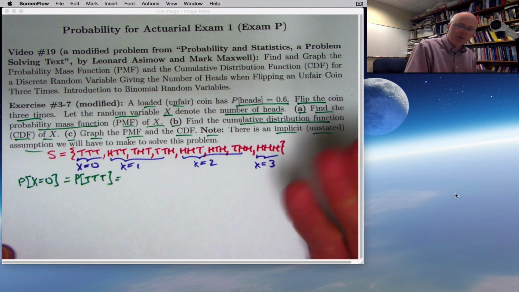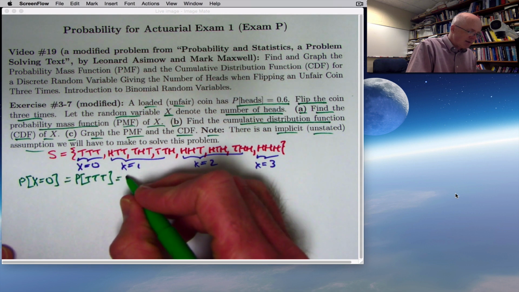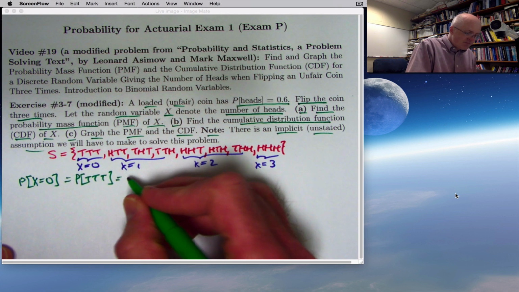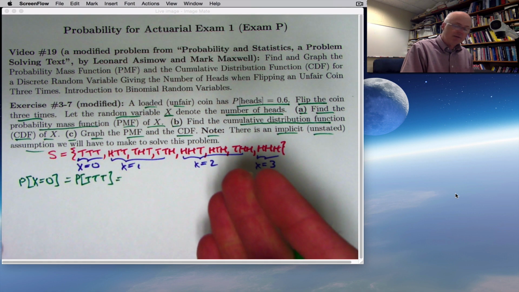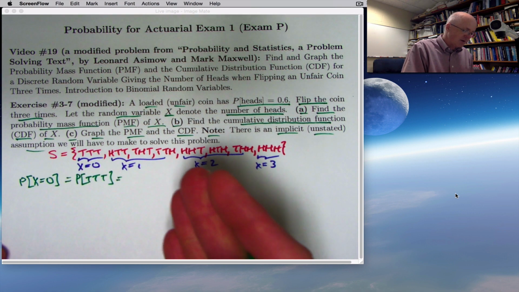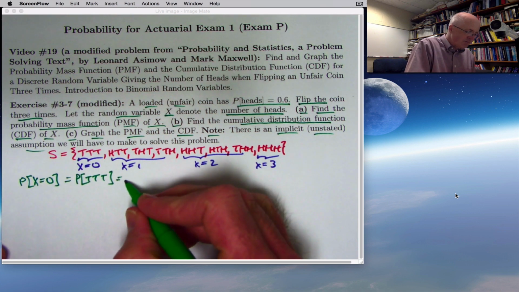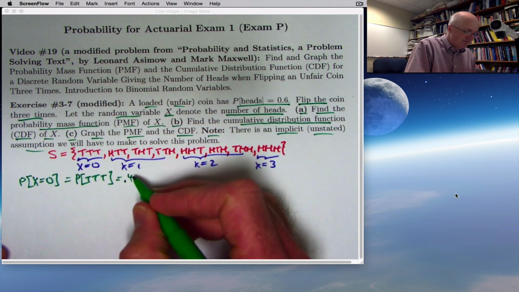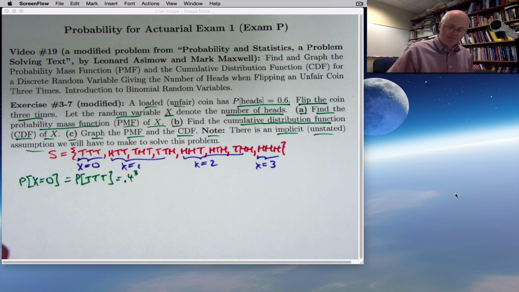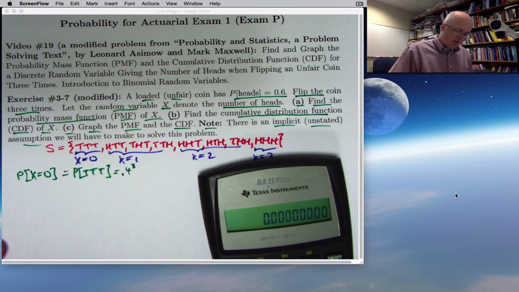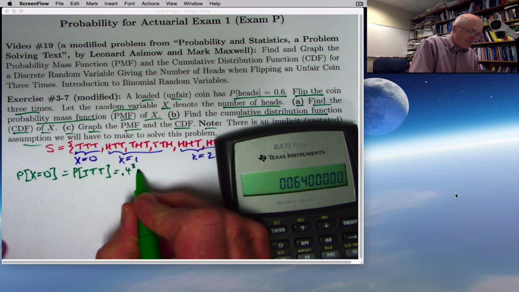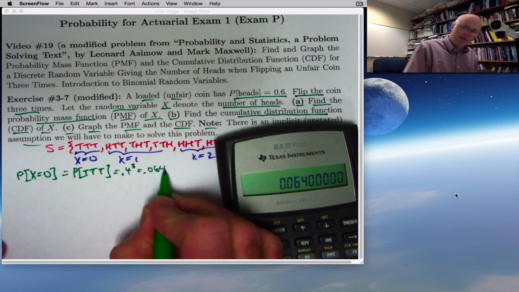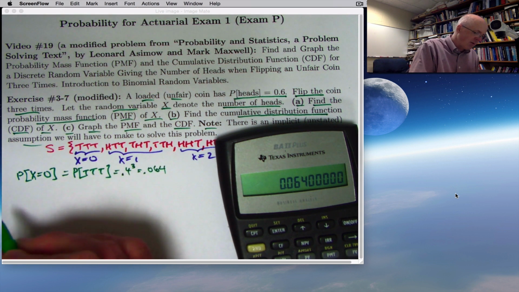So I can use the special multiplication rule for independent events to say it's the probability of tails in the first times the probability of tails in the second times the probability of tails in the third. All of those are 0.4. 1 minus 0.6. So you're going to get 0.4 cubed here. 0.4 cubed is 0.064. Yes, and that is less than 1/8. Okay, like I mentioned before.